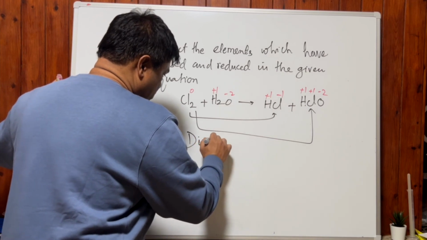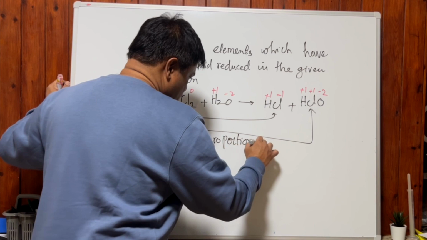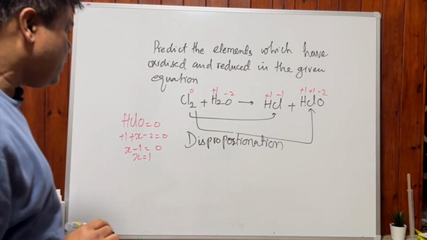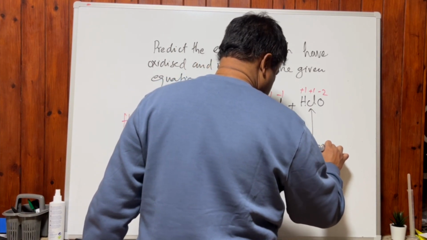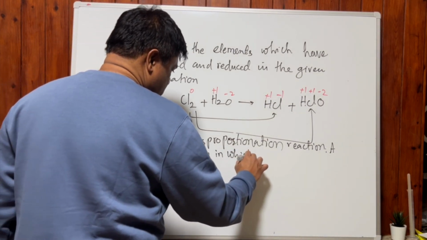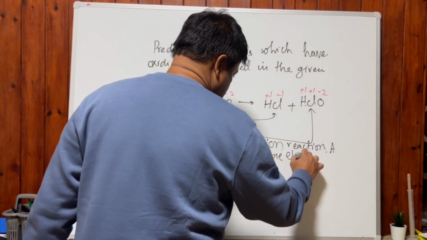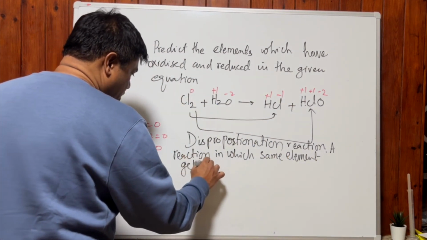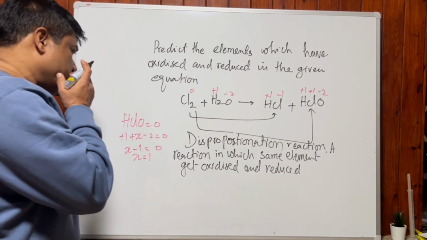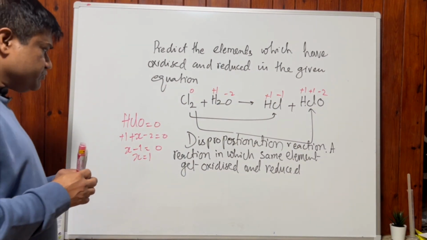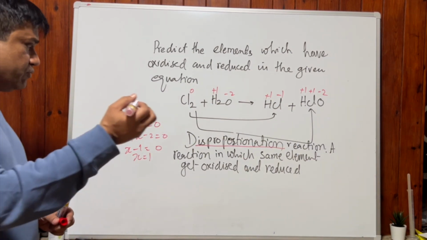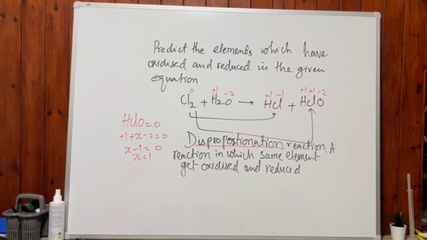A disproportionation reaction is a reaction in which the same element gets oxidized and reduced. I will give you some examples of disproportionation reaction. What is a disproportionation reaction? It is a type of redox reaction in which the same element gets oxidized and reduced.